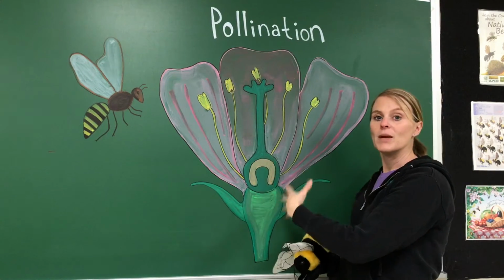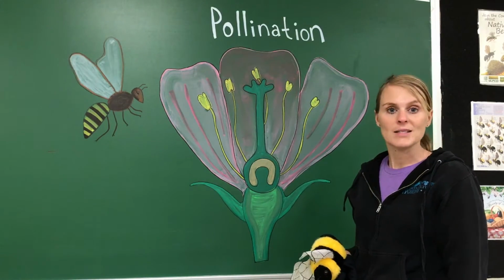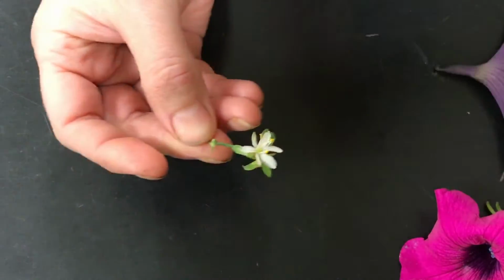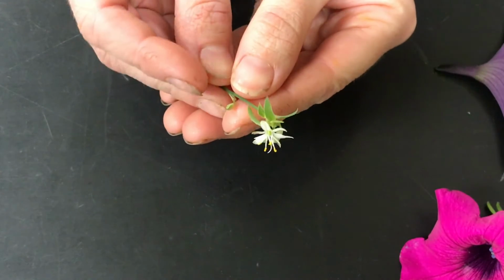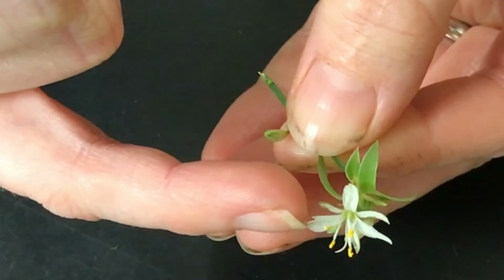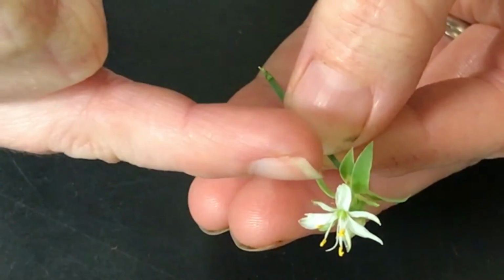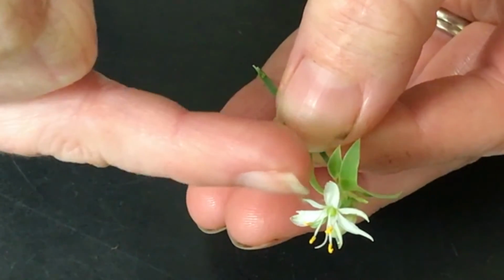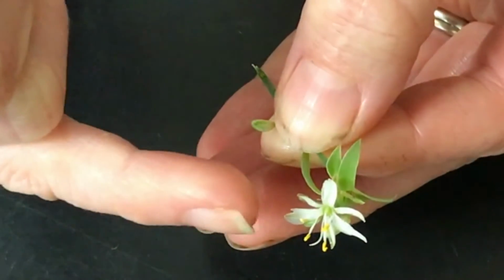So now we know the basic structure of the flower. Let's take a look at real flowers and see if we can identify some of the parts. So the first flower we're going to take a look at here is from a spider plant. And this is a really great specimen to take a look at because the pollen on the anthers is very prominent. You can see the white filament and then the yellow anther very, very easily.